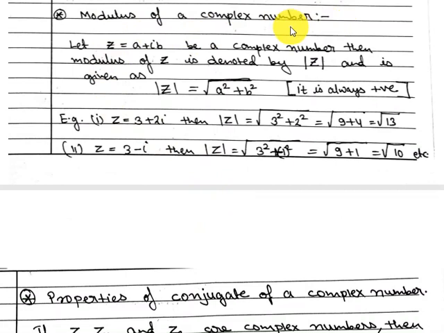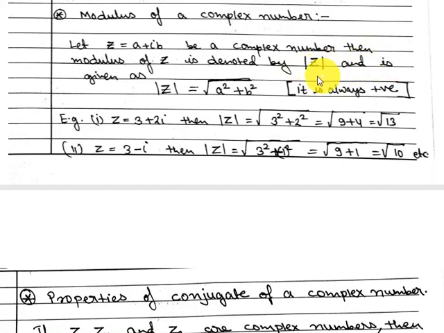Now next is the modulus of a complex number. Suppose I have a complex number z equal to a plus ib. The modulus of this complex number z is denoted by |z|, and we put z within two parallel lines. So whenever you see a complex number put within two parallel lines, that means it is the modulus of that complex number z.